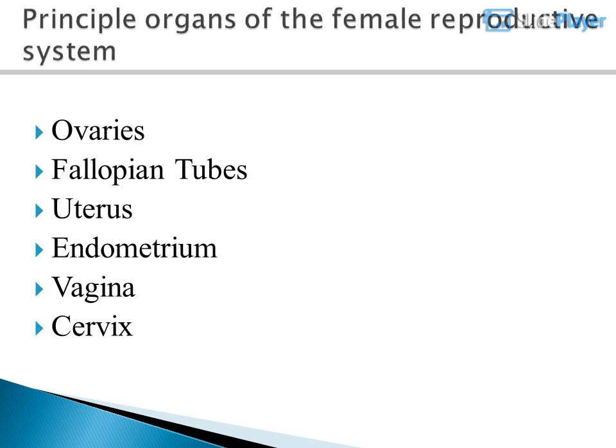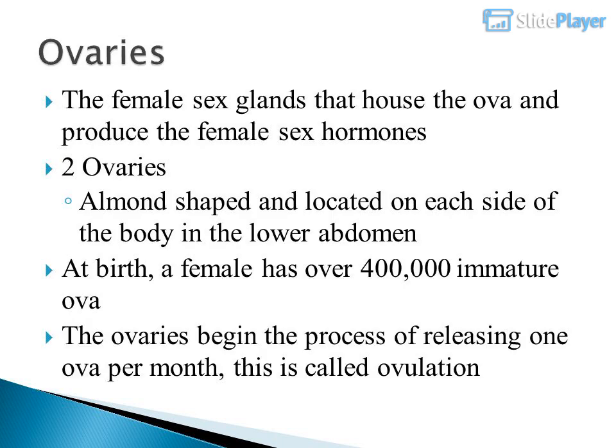Ovaries. Fallopian tubes. Uterus. Endometrium. Vagina. Cervix. Ovaries: the female sex glands that house the ova and produce the female sex hormones. 2 ovaries, almond-shaped and located on each side of the body in the lower abdomen.